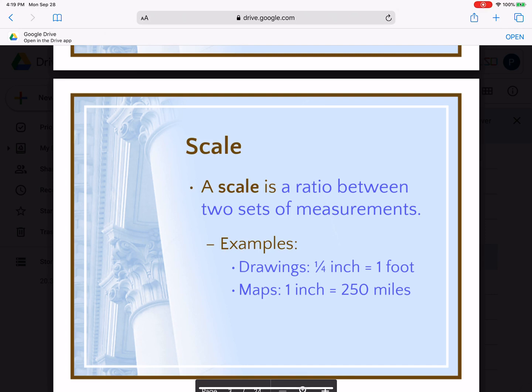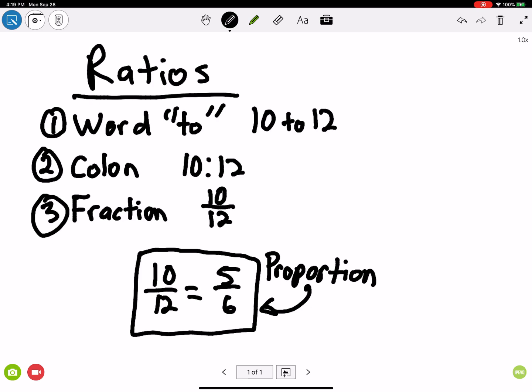1 inch equals 250 miles. That means that if I have a map, I might have something that looks like this, and I might have 0 and then 250 miles. And that's basically telling me that if I'm looking at this distance, and if this is an inch, that inch is equal to 250 miles. So if I have two dots that are an inch apart from each other, this whole distance is 250 miles in real life.